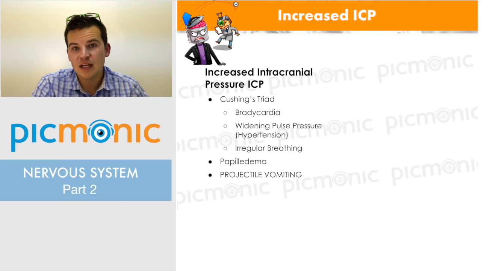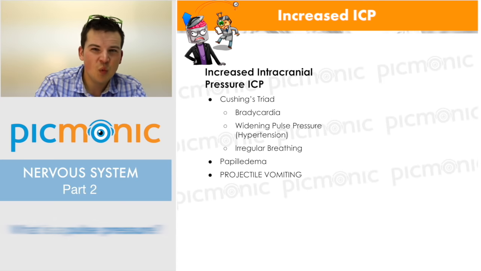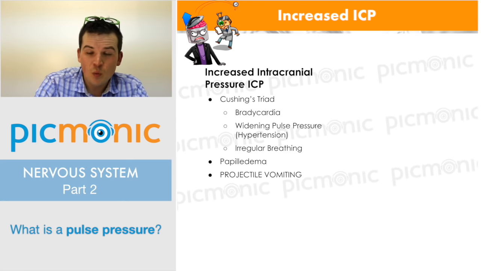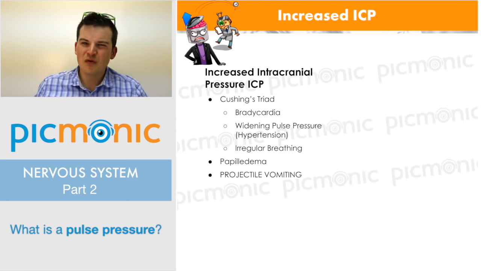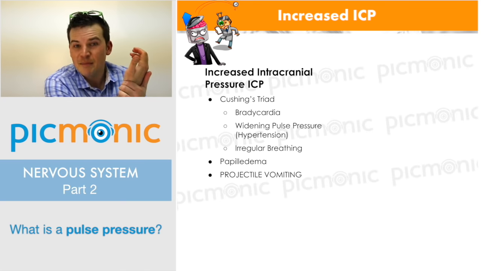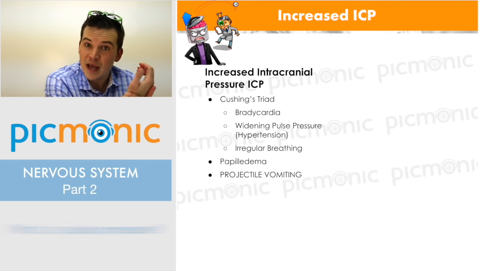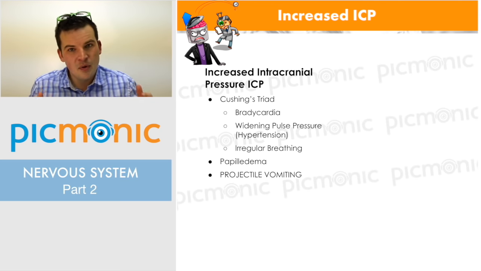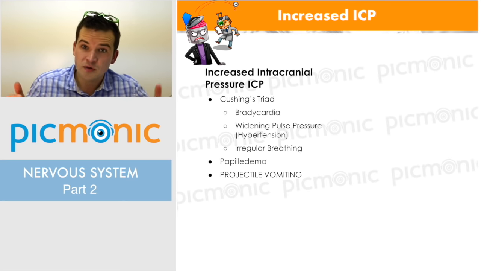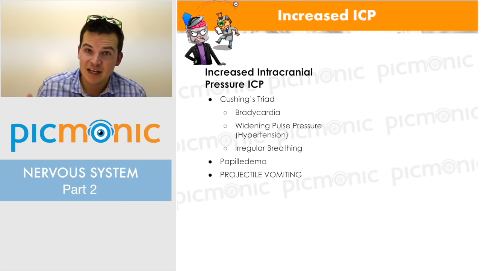The other thing is widening pulse pressure. Now, do you know what a pulse pressure is? Ask yourself. You should know this one. If I take my hand and measure my own pulse, I want you to imagine the pulse pressure is the difference between no beat and then a beat. It's the amount of pressure to create a pulse, which is in essence the difference between the systolic blood pressure and the diastolic blood pressure.